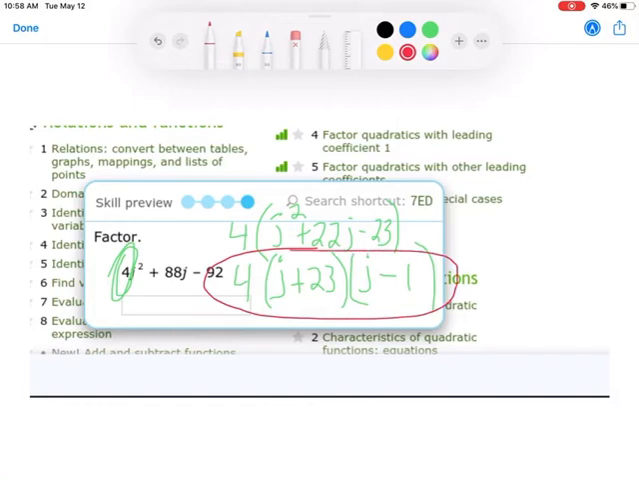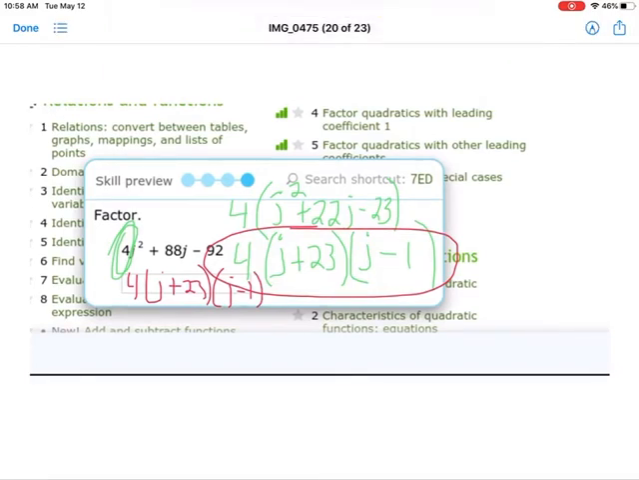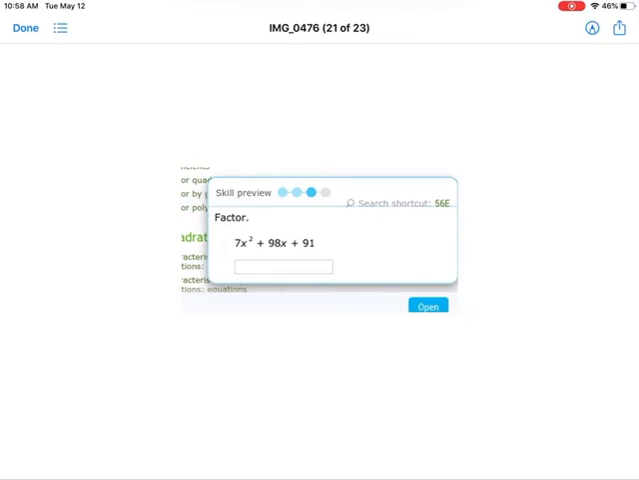That's what you type in. You're going to literally, on this box right here, do 4, and you're going to do j plus 23, and you're going to do j minus 1 inside that little box. And that's going to be your answer. All right, good job. Moving on. Always look for a GCF. Always. All right, this one right here.